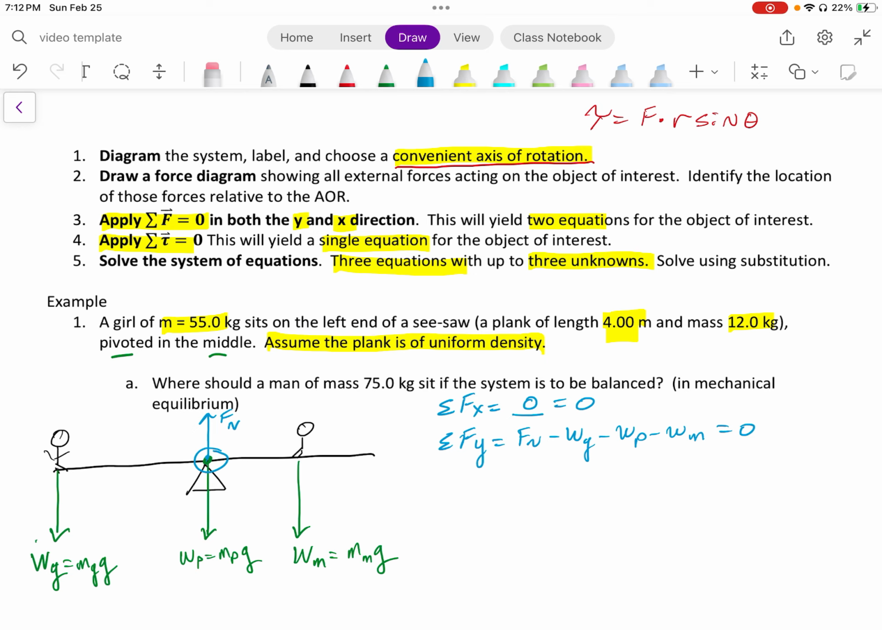All right, that's not what they're asking. They want to know, where should the man sit? Hint, anytime they ask for a where, they're asking for a distance, and it is going to require a torque equation. Why? Because torque has a distance from an axis of rotation in its definition. Recall, torque equals r F sine theta.